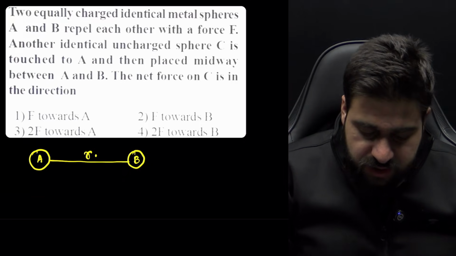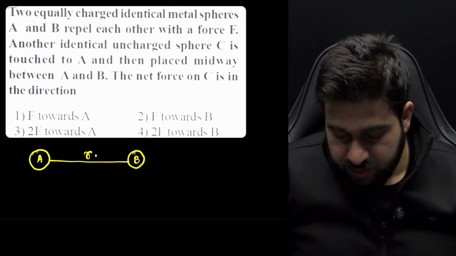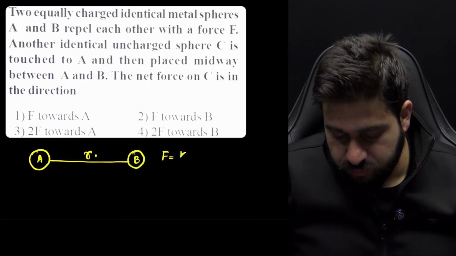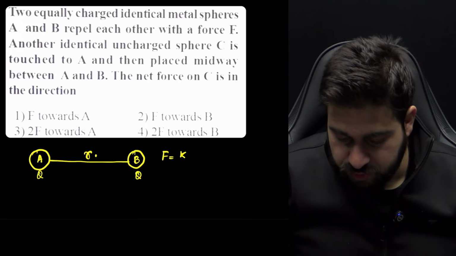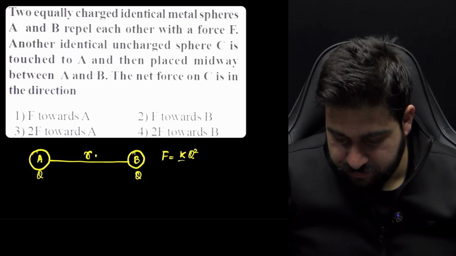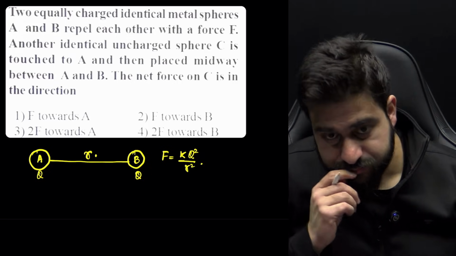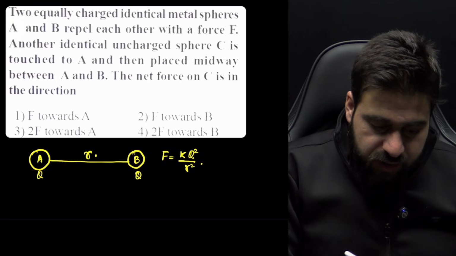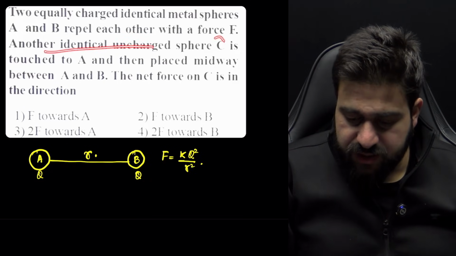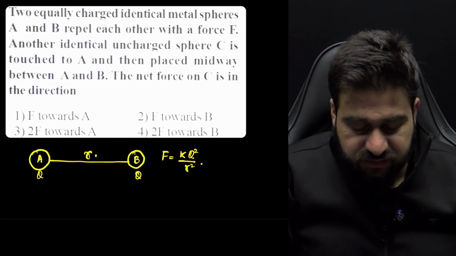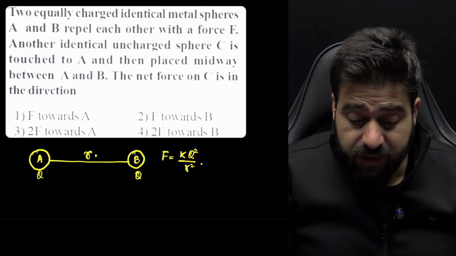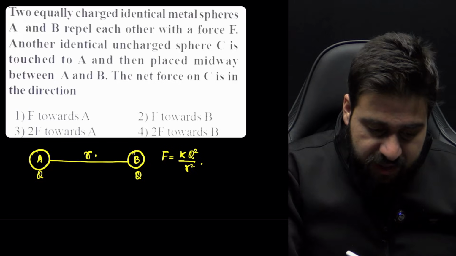They repel each other with a force F. So what is the force between the two? K, and the charge on both is Q, so Q into Q is Q square divided by R square. This is the force. Then it says another identical uncharged sphere C is touched with A, and then placed midway between A and B.